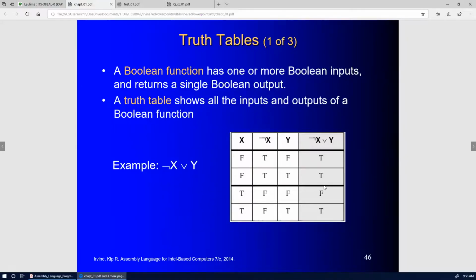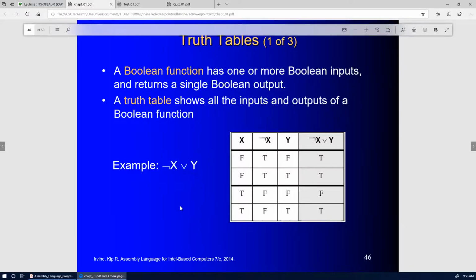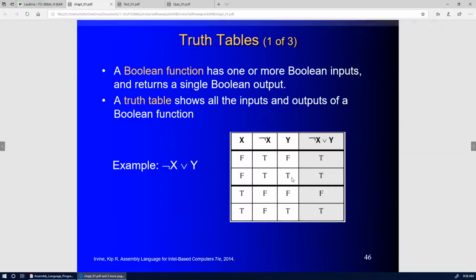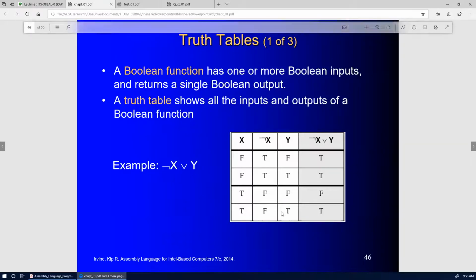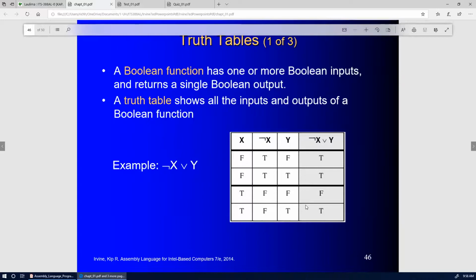Here's an example of a truth table where you may want to figure out what the solution to this is. A truth table is convenient for that. You put X and Y, and then you put all combinations of X and Y. That'd be false, false, false, true, true, false, true, true. Those are all the combinations of X and Y. And then you just make more columns to figure out what each thing is.